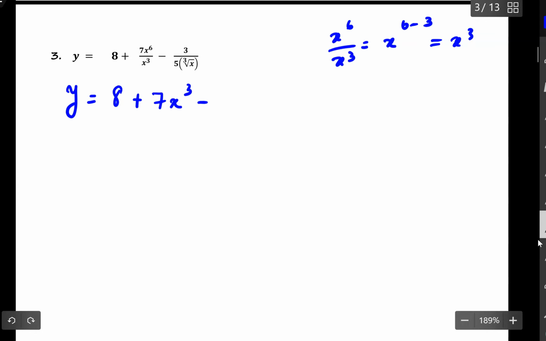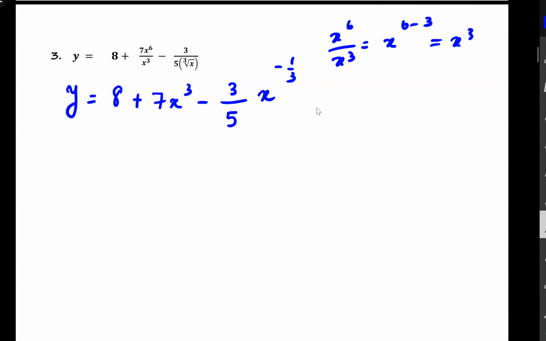And from this one, I will write it as 3 over 5 times x raised to the exponent negative 1/3. Okay, because cube root of x is x to the 1/3, and you bring it up to the numerator, it becomes negative 1/3. Okay, so now what we are going to do next is I will differentiate each one individually.